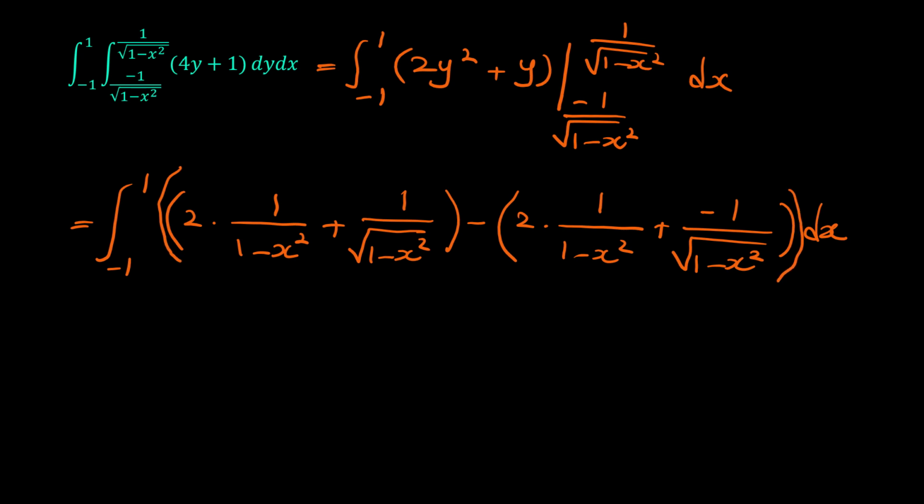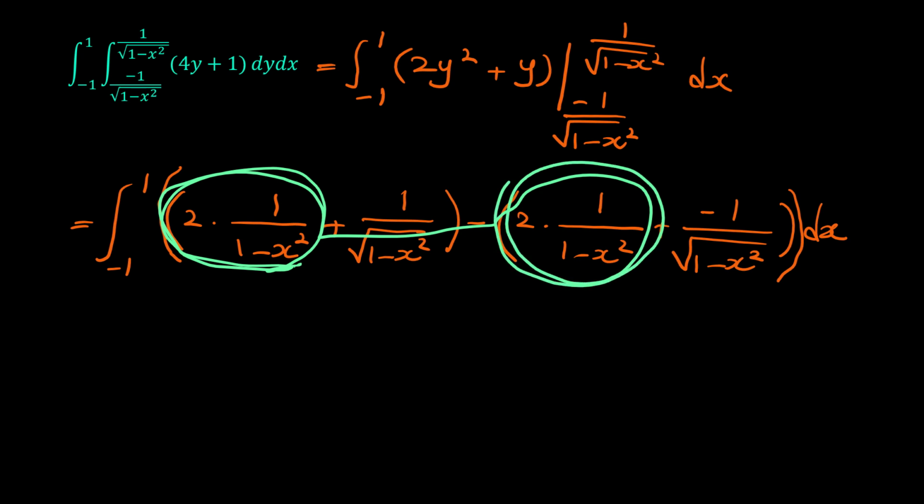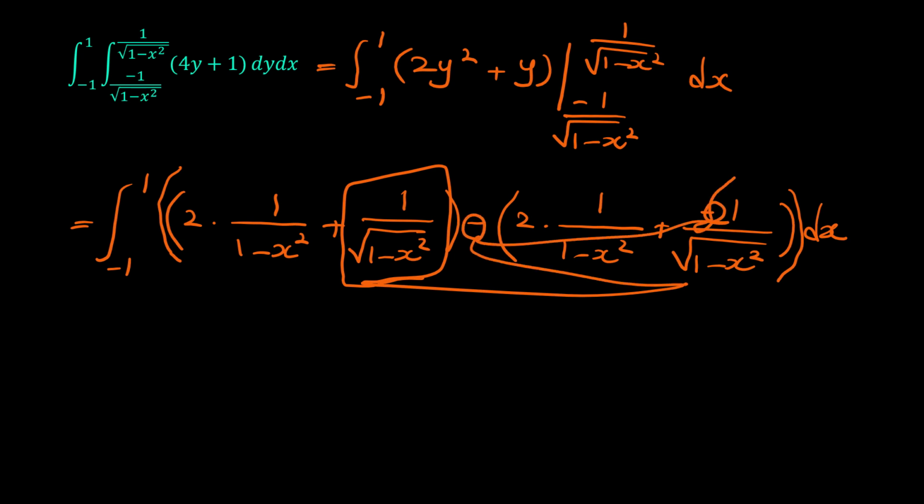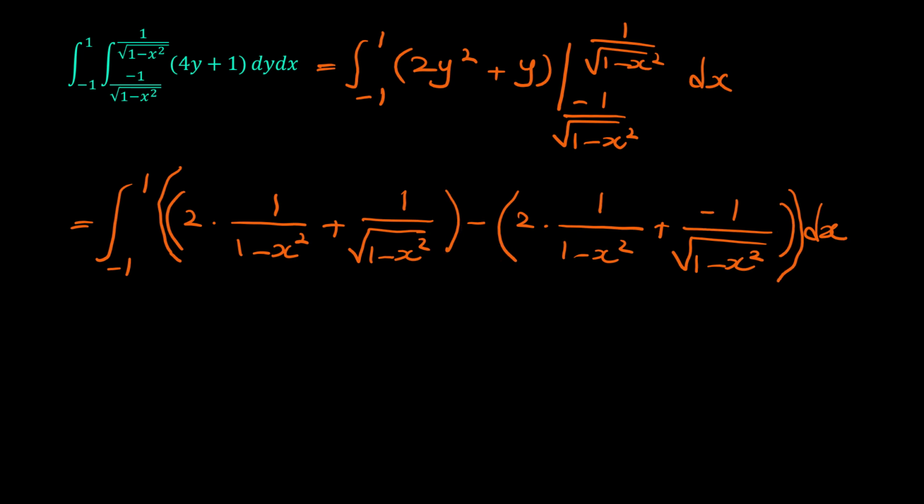Now, please pay attention. Here we have 2 over 1 minus x squared. Here also we have 2 over 1 minus x squared, but between them we have a negative, so they cancel each other. 1 over radical, minus times minus is plus, plus 1 over radical in total is 2 over radical, so this equals the integral from -1 to 1 of 2 over radical 1 minus x squared dx.